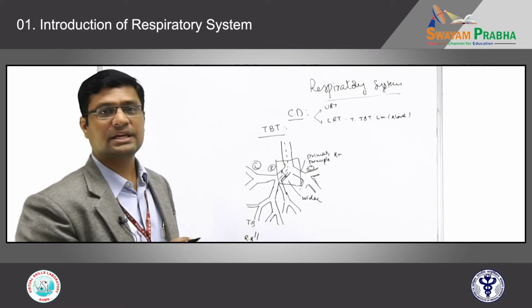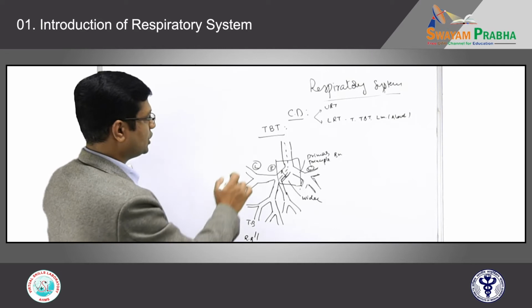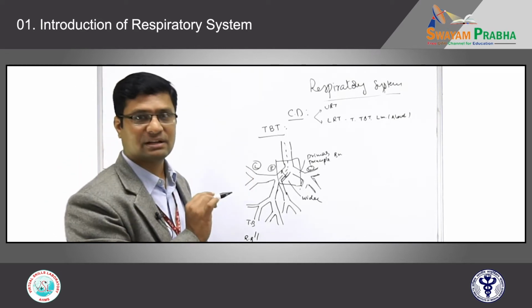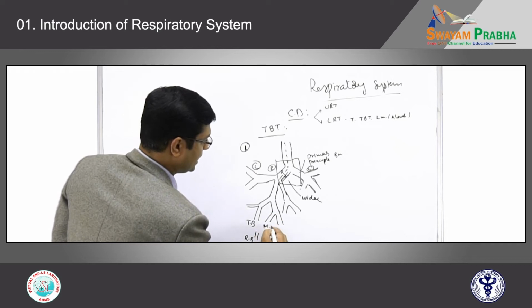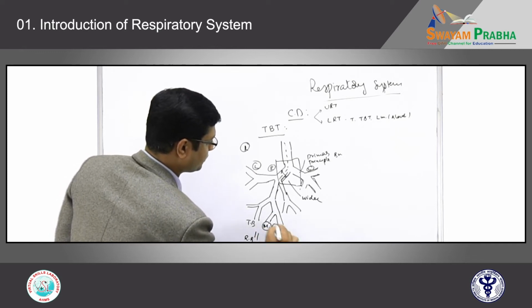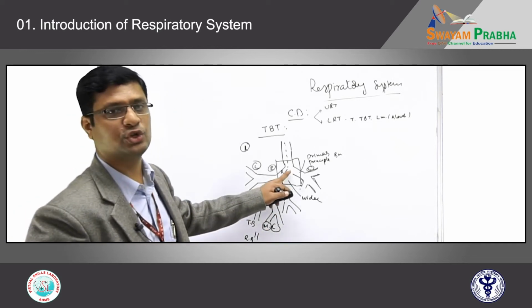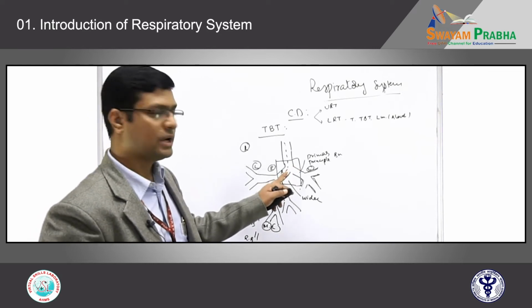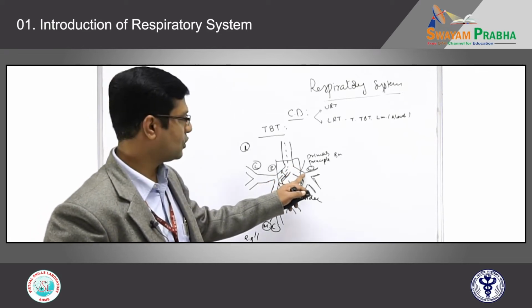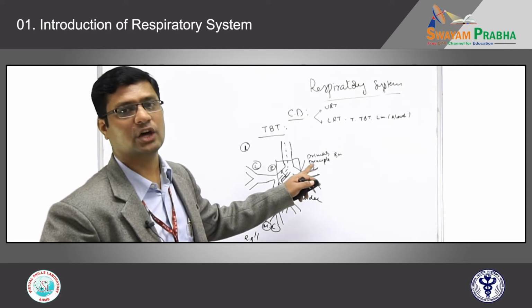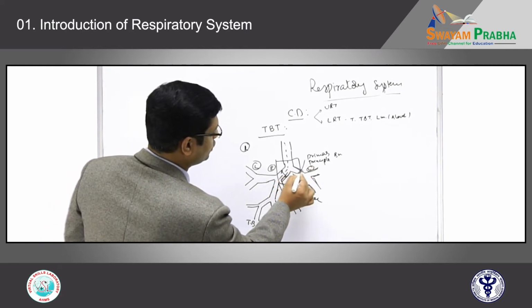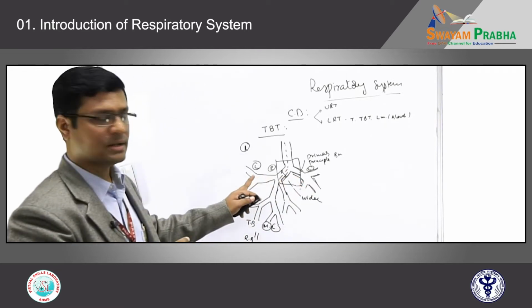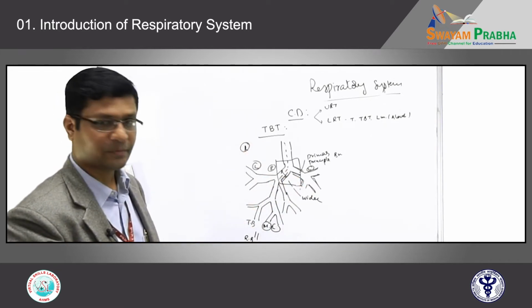Hence, in any case of aspiration pneumonia, the most common part of the lung affected is the right lung, middle and lower lobes. Why? Mainly because of the position of the primary bronchi. When compared to the right bronchus, the left bronchus is placed at an acute angle and it is small, right. This is the tracheobronchial tree.